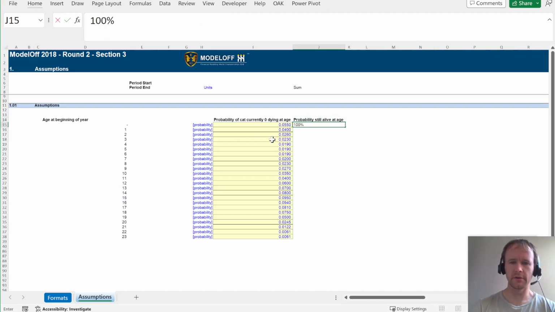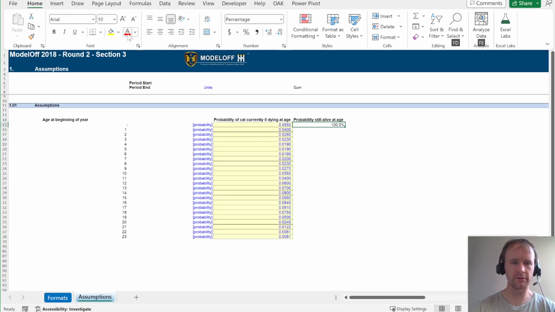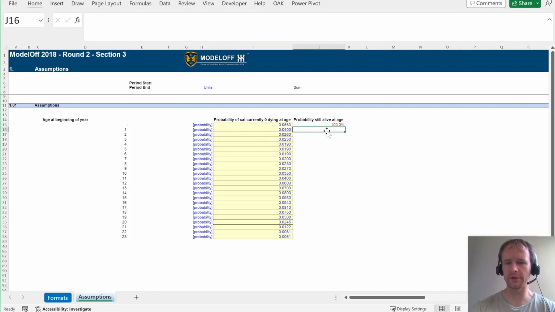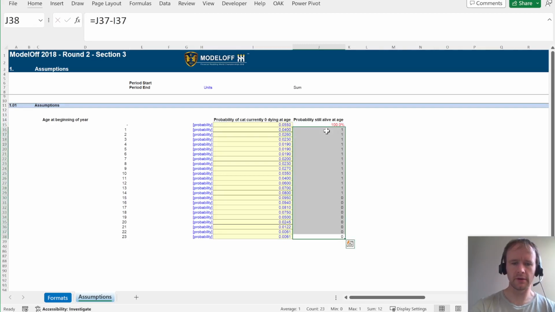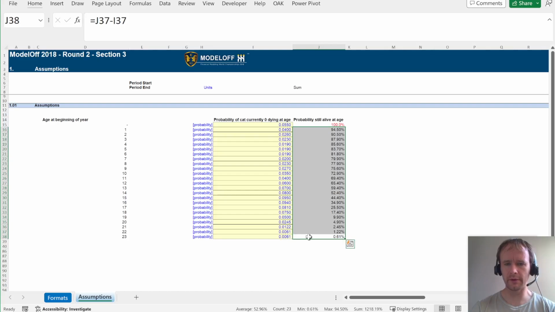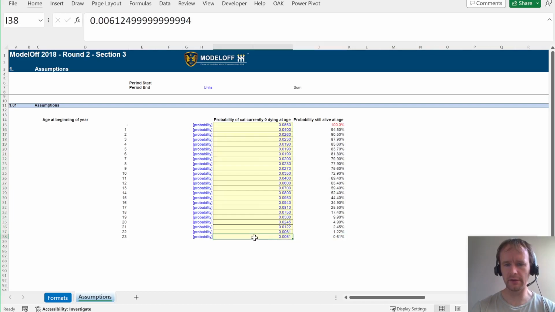There's a few different ways you can do this, but probably the simplest one is just to type in 100% in the first cell, and I always make the first cell a different color if it's a different formula from the rest, and then just subtract off as you go down. And you get down to here, where there's a 0.61% chance that you're still alive in year 23, and then 0% after that.